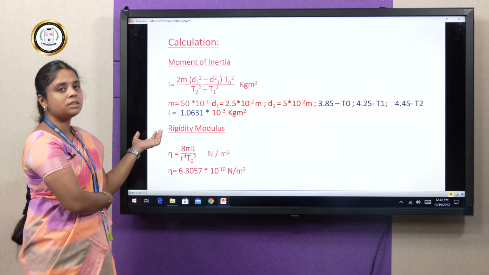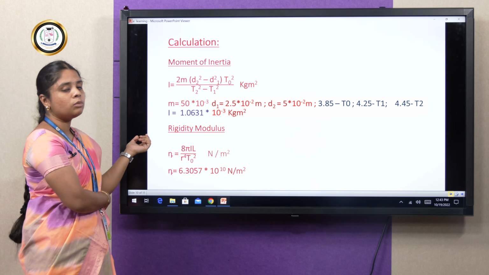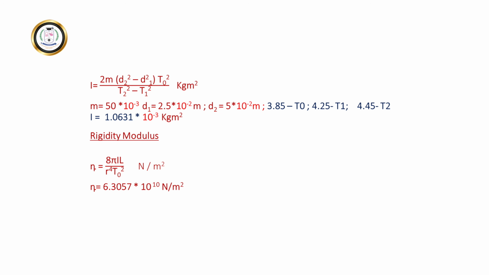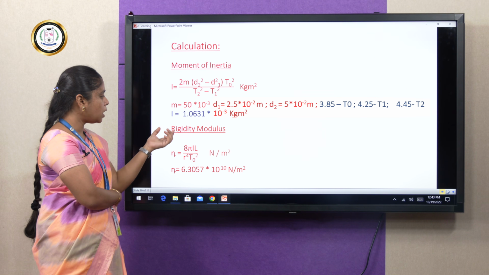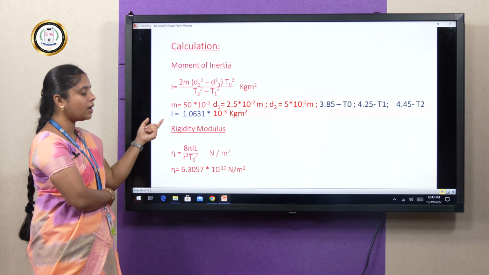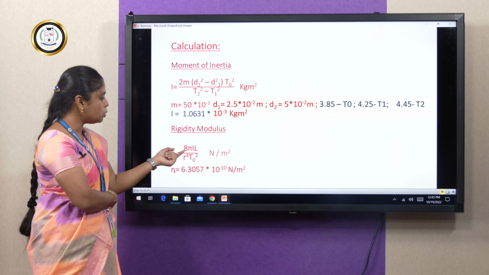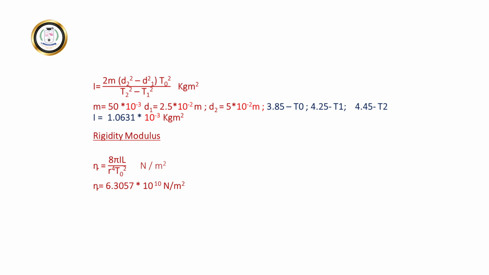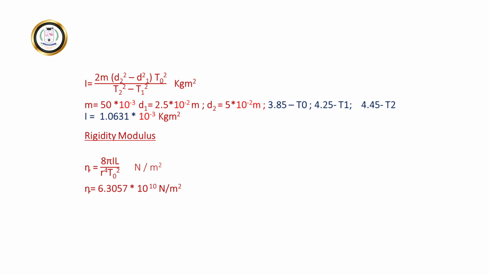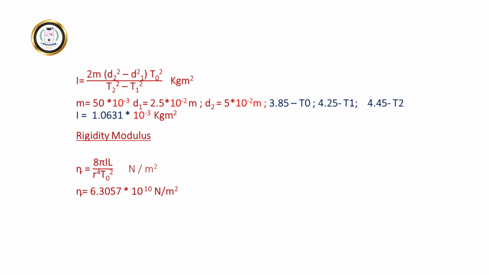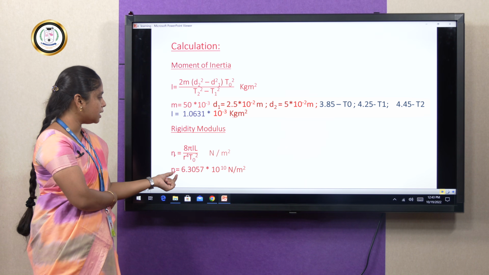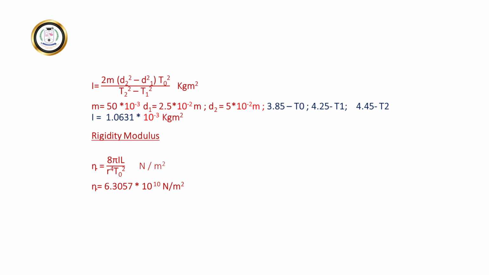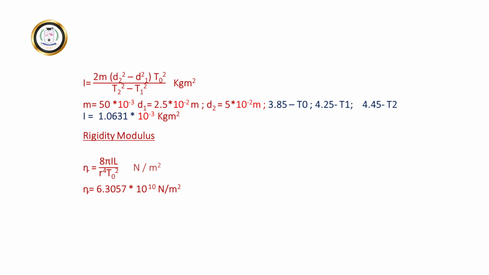So by substituting all these required values in the formula, we get the moment of inertia value as 1.0631 into 10 to the power of minus 3 kg meter square. So coming to the rigidity modulus, now we have obtained the value for moment of inertia I. Substitute the value of I in the rigidity modulus formula, and all the values like L is equal to 55 centimeter, and the radius which we got from the screw gauge tabulation. Substitute all the required values here, and the rigidity modulus eta which we obtain after the substitution is 6.3057 into 10 to the power of 10 Newton per meter square.